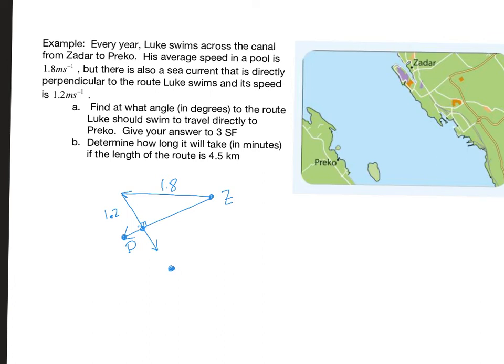All right, so question number 1, what angle in degrees? So this angle, and notice we are in degrees now. You may have to change your calculator. To the route should he swim to travel directly? All right, so that's literally, if you look really close, just a right triangle. If I did the sine of the angle, that's the opposite side over the hypotenuse, and I break out my calculator, I get 41.8 degrees. Okay, not too bad.